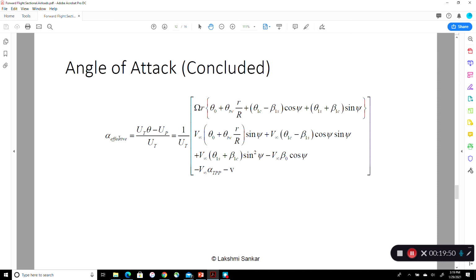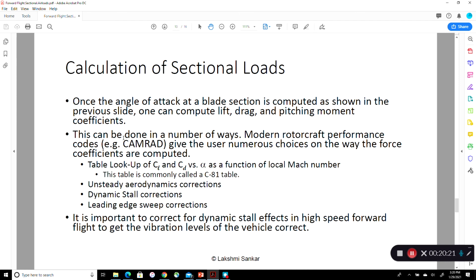So once you have the alpha effective, it is time to compute the lift coefficient, drag coefficient, and pitching moment coefficient. Remember from our 2D aerofoil theory, we know that CL is a function of alpha, but also local Mach number. CD is a function of alpha, also local Mach number and Reynolds number. And the pitching moment at the quarter chord point is a function of alpha and potentially Mach number if we include compressibility effects.